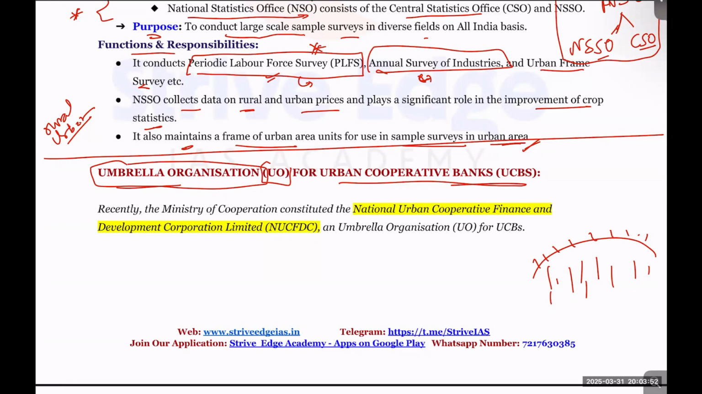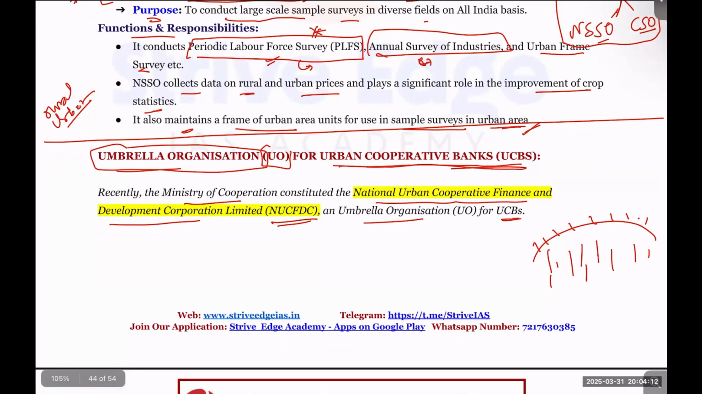Now the government has said that it will be given for urban cooperative banks. The Ministry of Cooperation has constituted the National Urban Cooperative Finance and Development Corporation Limited, NUCFDC, an umbrella organization for urban cooperative banks. And what are urban cooperative banks? The cooperative banks which have their base in urban areas.